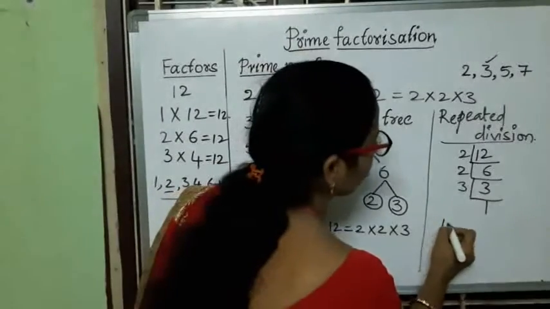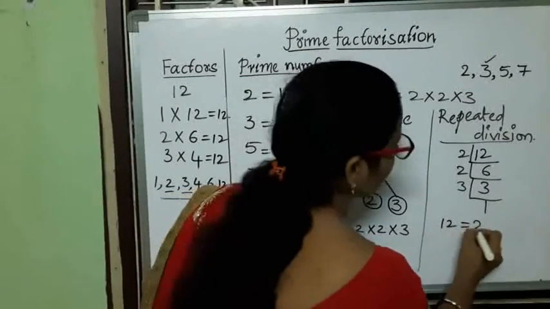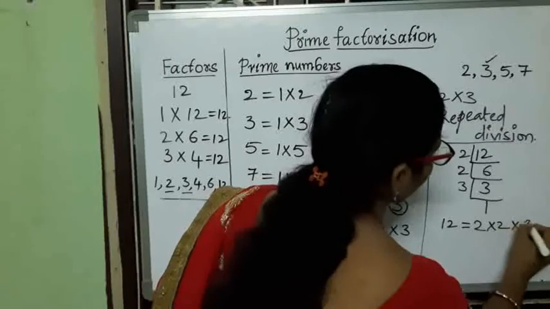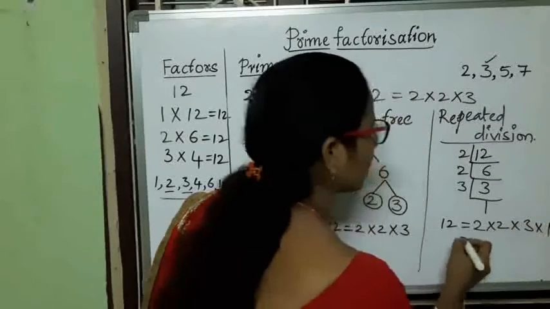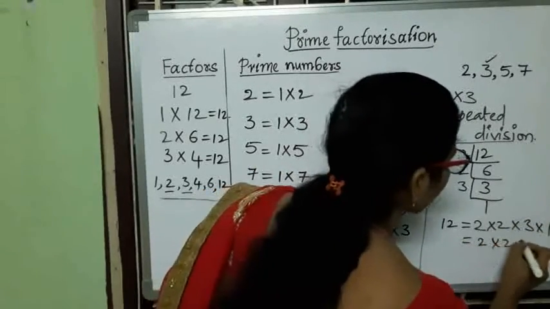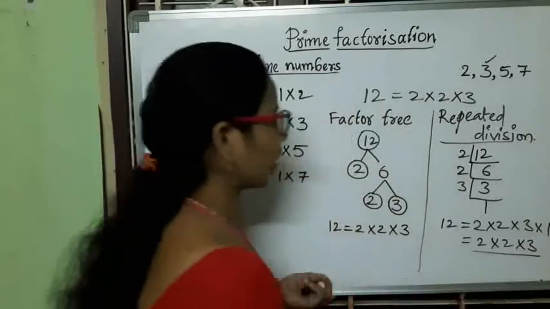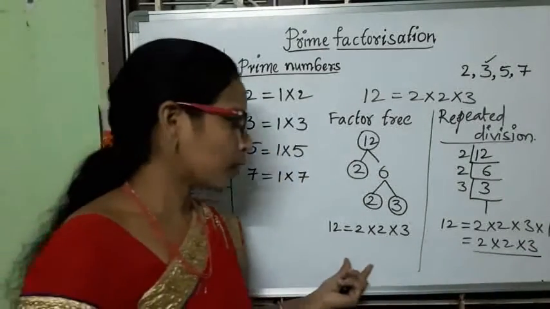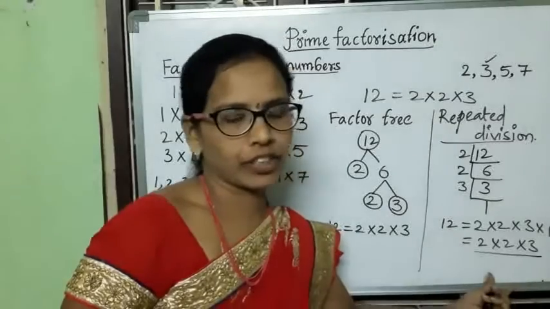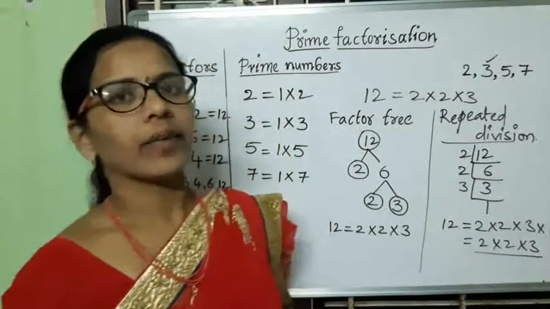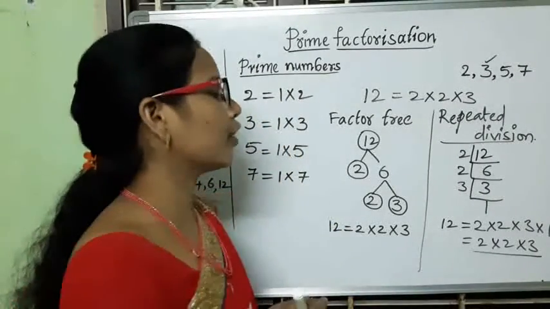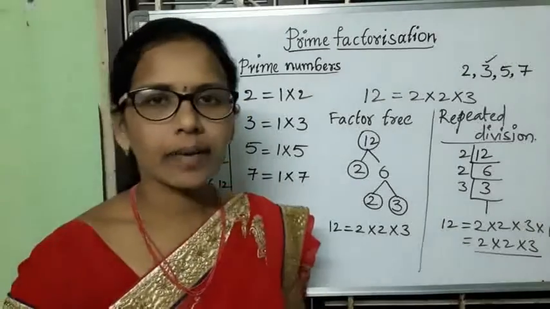Now I am going to write the prime factorization of 12: 2 into 2 into 3 into 1. That means 2 into 2 into 3. This is the prime factorization of 12. This time also we got the same prime factorization. We can get the prime factorization by different methods, but we will get the same prime factorization.